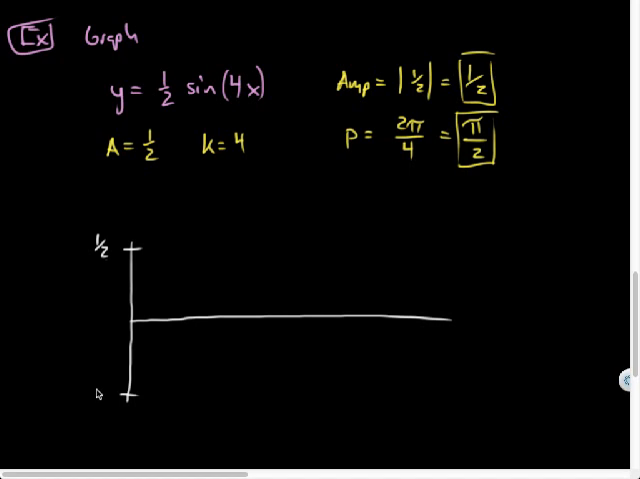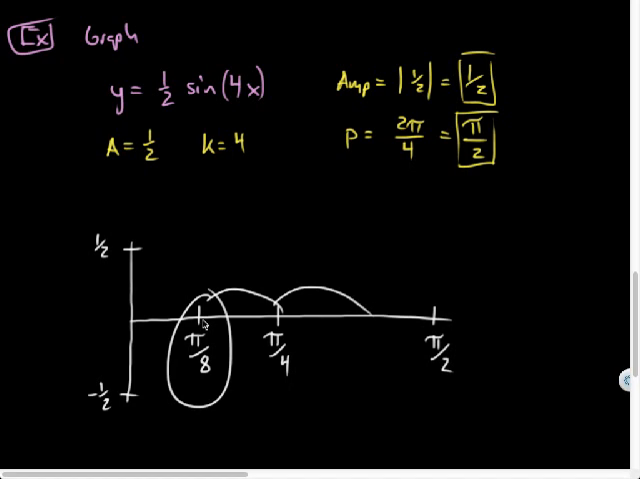Up 1/2 and up negative 1/2. Right? And how far over do I need to go? Pi over 2 this time will be one full cycle. So let's see if I can divide this pi over 2 into quarters. Half of pi over 2 is pi over 4. Yep. Half of pi over 4 is pi over 8. And then my 3/4 mark is just going to be 3 of these, right? So what's 3 pi over 8? 3 pi over 8, right?